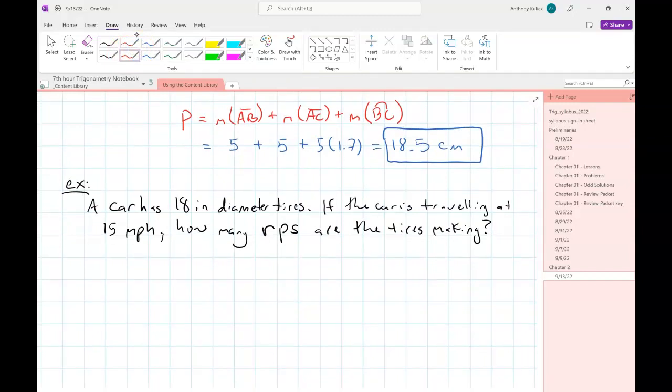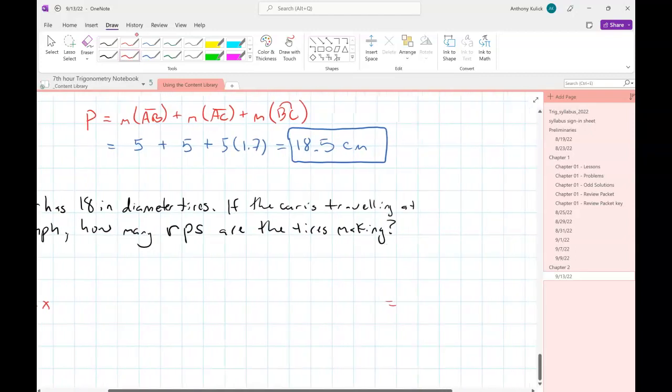This guy right here is a pure unit conversion problem. So we're going to start with 15 miles per 1 hour. We're going to do a whole string of conversions and end up in revolutions per second.